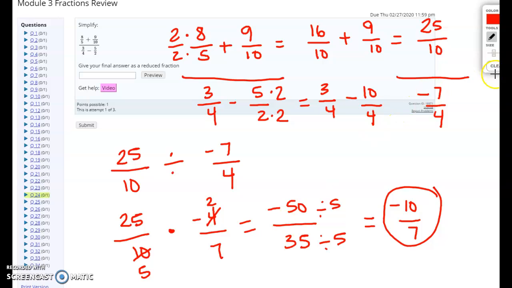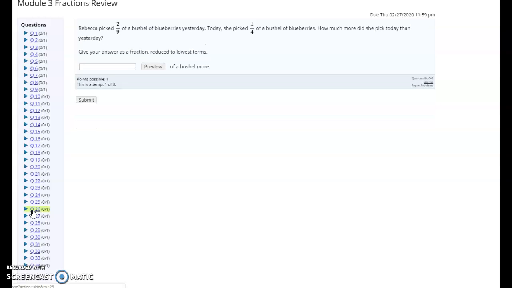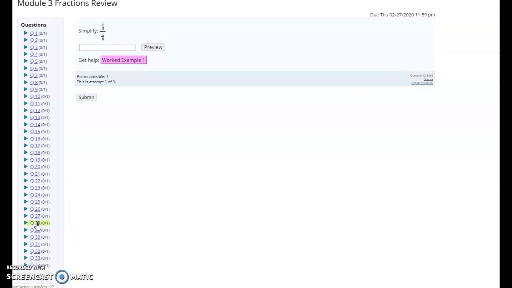Okay, next, let's see, we have just a couple more minutes, so I'll have to be kind of quick. Okay, let's look at this one. She picked 2/9 of a bushel. Today she picked 1/4 of a bushel. How much more did she pick today than yesterday? Well, if she picked this much yesterday and this much today, we are looking for the difference between those, right? When we're saying difference, we mean subtract. So we would just subtract these two. I'll let you do that one because I still want you to get the practice.